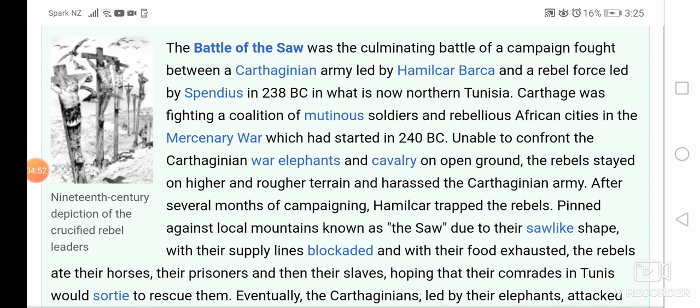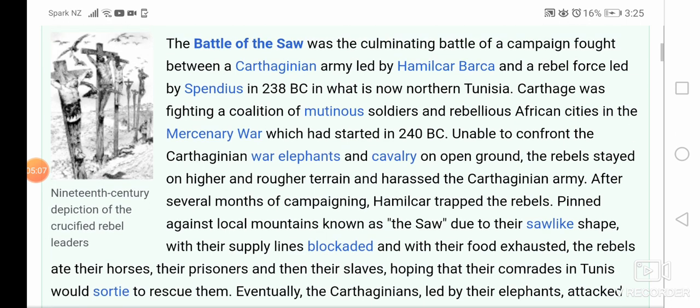In 240 BC. It's interesting they have the word mutinous and rebellious in the same sentence, why do they use those particular words, and what particularly does mutinous and rebellious mean, and what's the difference?